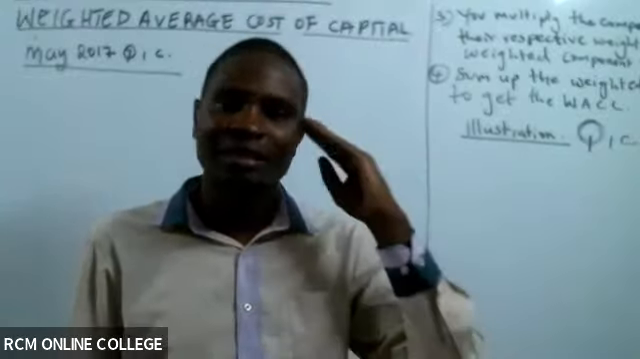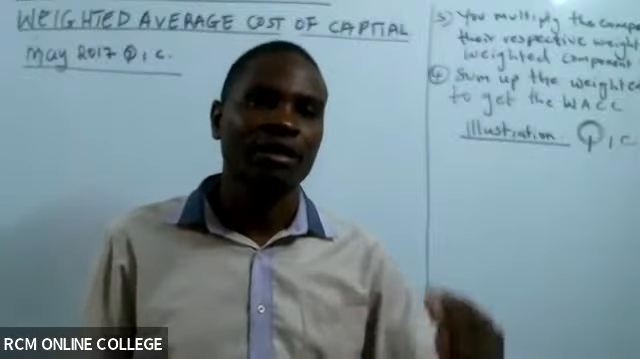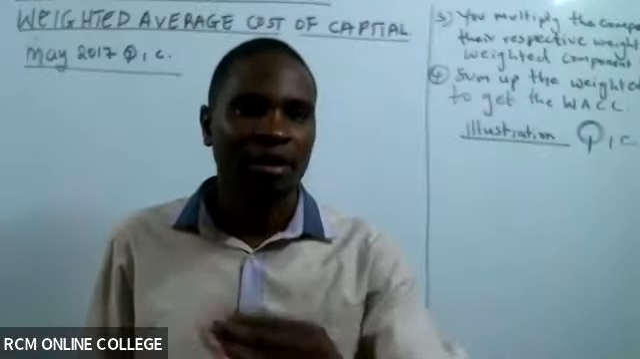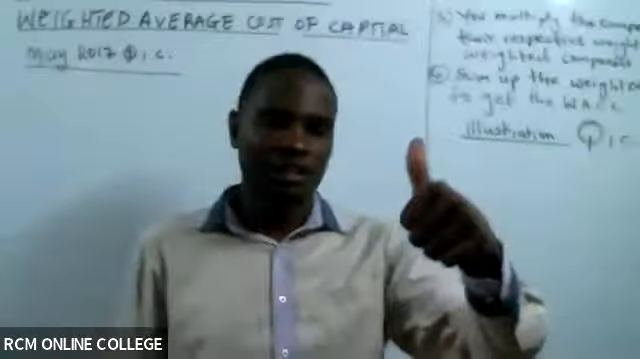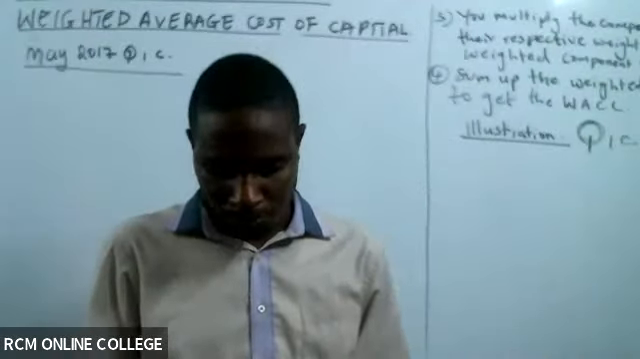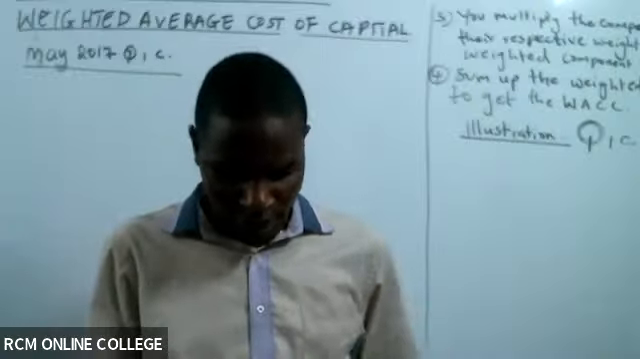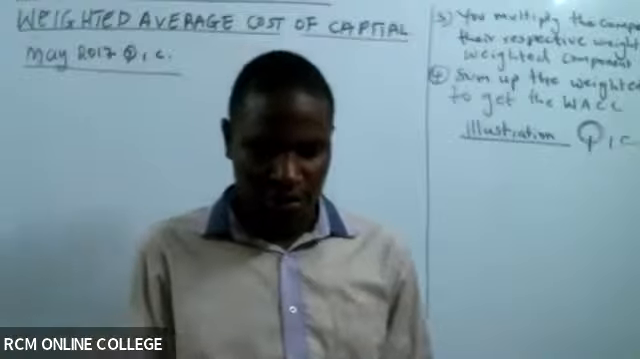Na sasa ikishakuwa hivyo, you understand the formula. Interest divide by the market value. Then you adjust that for tax. Yes, irredeemable debenture. And that's why it's important to know what you are dealing with. Then cost of 8% preference share capital, then the weighted average cost of capital.